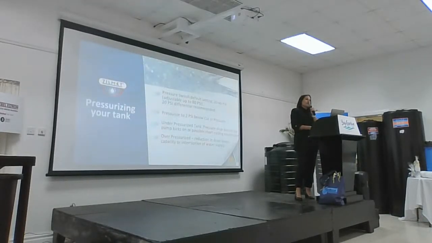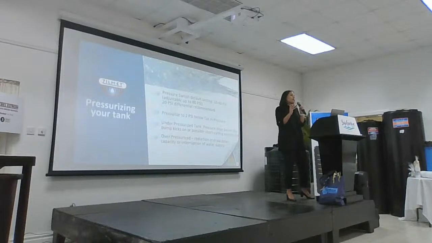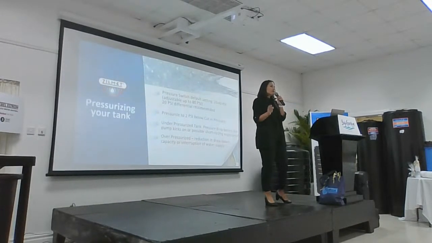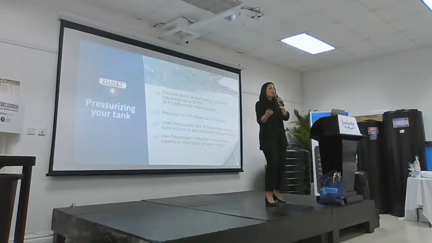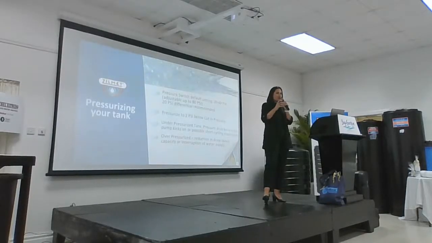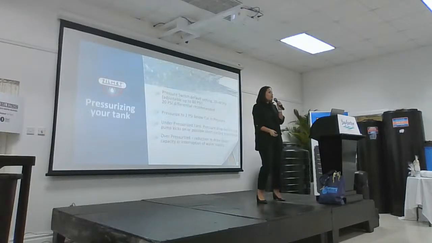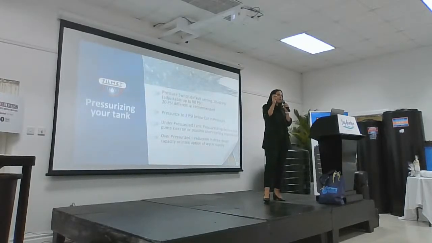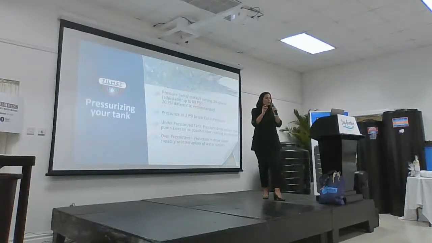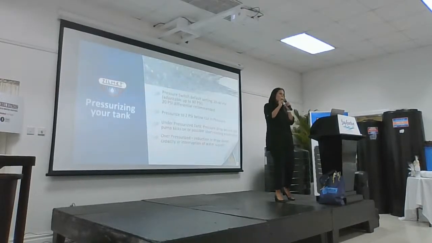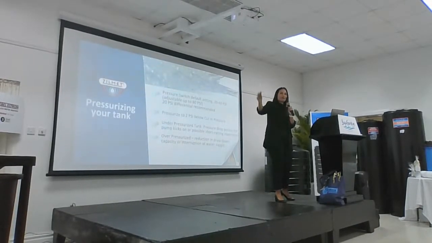So when it comes to pressurizing your tank, we always use a 20 psi pressure differential. So the Square D pressure switches that we sell come preset to 20 cut in, 40 cut out. So this can be adjusted based on your needs. As we said, it goes up to 80 psi. And what you will do is pressurize your tank to 2 psi below your cut-in pressure. So if your cut-in pressure is 30 psi, you will put in 28 psi of pressure into your tank.